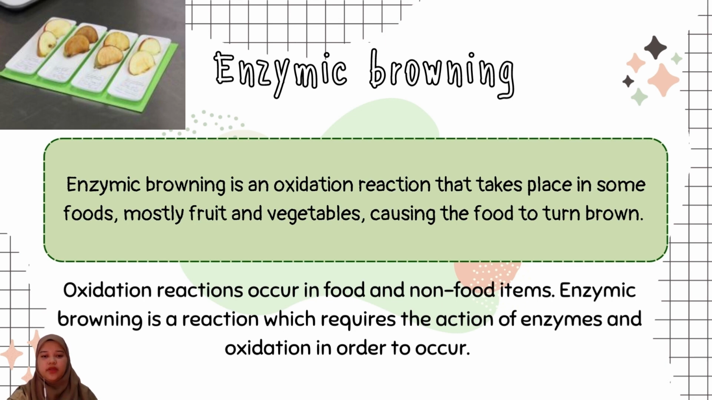What is enzymic browning? Enzymic browning is an oxidation reaction that takes place in some foods, mostly fruits and vegetables, causing the food to turn brown. Oxidation reactions occur in food and non-food items. Enzymic browning is a reaction which requires the action of an enzyme and oxidation in order to occur.